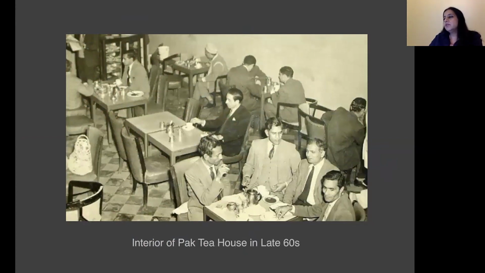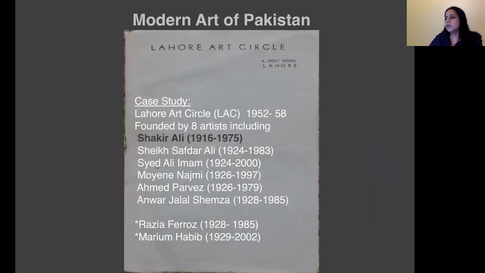The young artists, vigilant and sensitive to their new surroundings, which was the new country, were struggling to find a new trajectory for their artistic expression. It was during this time that the young artists felt the need to create a platform for the exchange of ideas and knowledge that would encourage critical thinking, debate, and discussion on various matters of art and politics. Hence, Shakir became the tacit mentor for the young cohorts, and along with 5 other young artists, including Sheikh Safdar Ali, Muin Najmi, Sayyid Ali Imam, Ahmed Parvez, and Anwar Jalal Shemza, he founded the Lahore Art Circle.